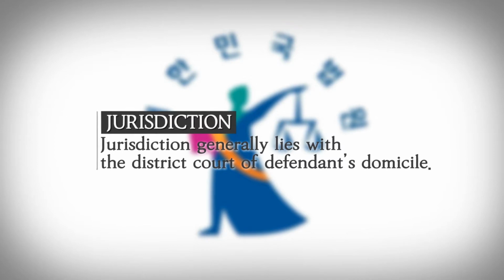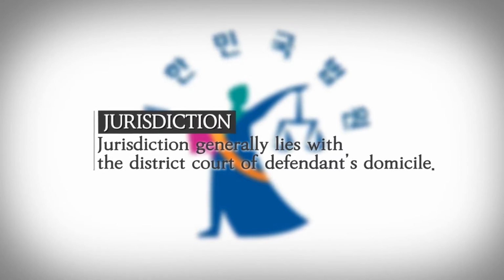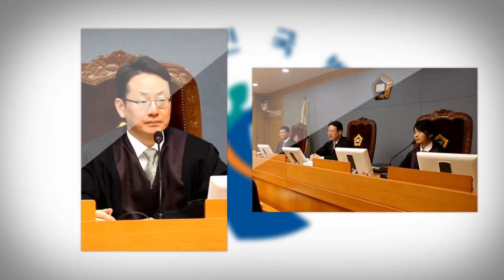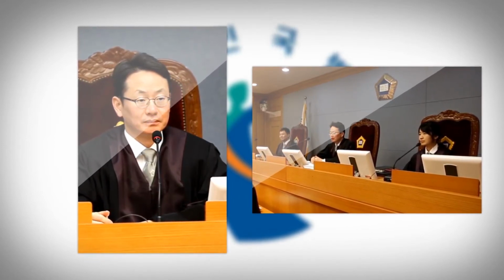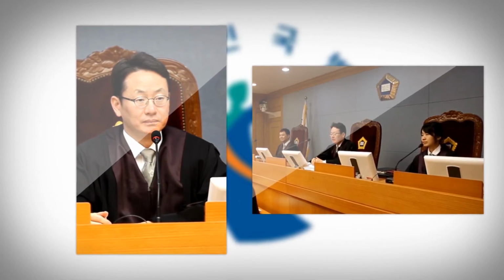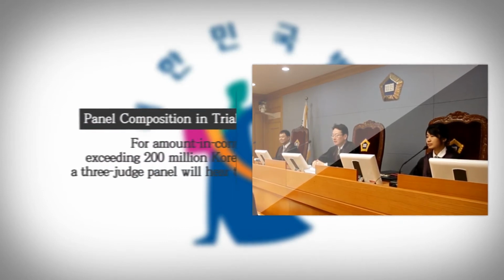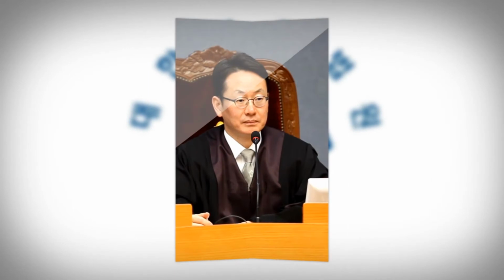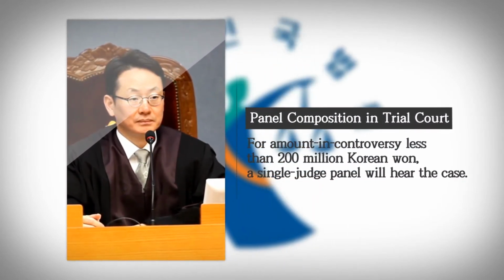However, the parties may also agree to subject themselves to a different district court through mutual agreements. The district court cases can be handled by either a panel consisting of 3 judges or by a single panel judge. Whether the 3-judge panel or a single panel judge will hear the case depends on the amount in controversy. If the amount exceeds 200 million Korean won, then a 3-judge panel will hear the case. And if the amount is less than 200 million Korean won, then a single panel judge will hear the case.